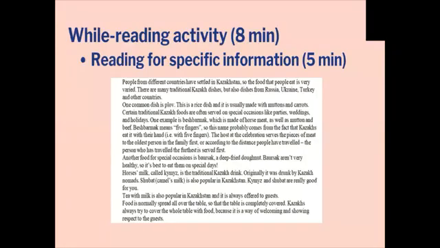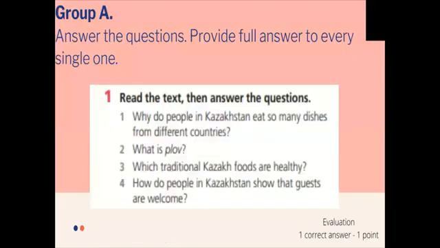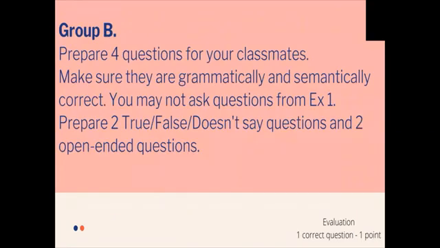While reading the text, students search for the specific information that they need to check their predictions. After having read the text, students are asked the question in order to check their initial comprehension of the text. Before proceeding to the next task, students skim the text one more time. Then they will have the different tasks again. So students of the group A should answer the questions. Students of the group B should prepare their own comprehension questions for their peers.